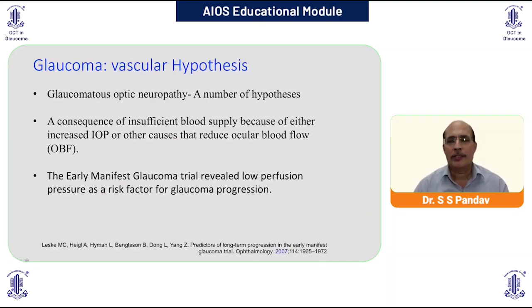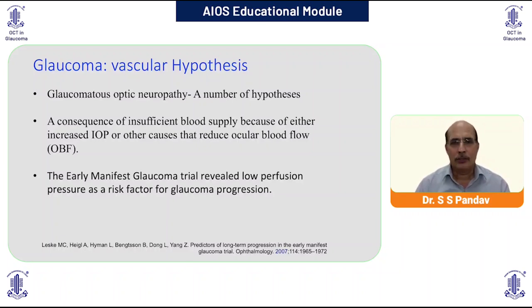Glaucoma, as we know, has varied etiogenesis. There are different hypotheses for its genesis, and one of them is the vascular hypothesis. Glaucoma is basically an optic neuropathy, and it's believed that at least some patients have a significant vascular component in its genesis. It is a consequence of insufficient blood supply because of either increased intraocular pressure or decreased blood pressure or perfusion pressure, or any other reason which can reduce the blood supply to the eye.